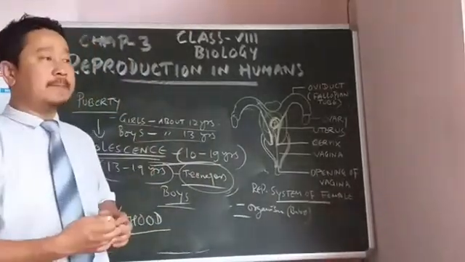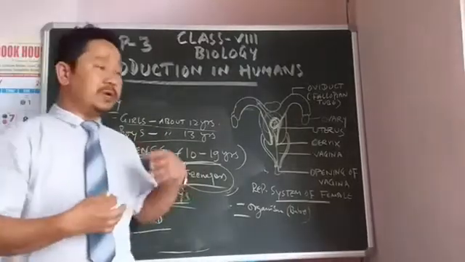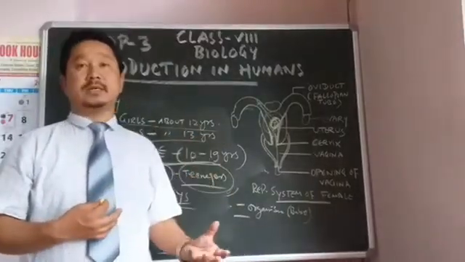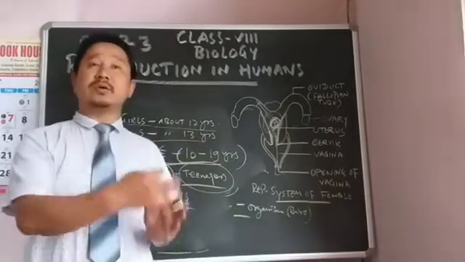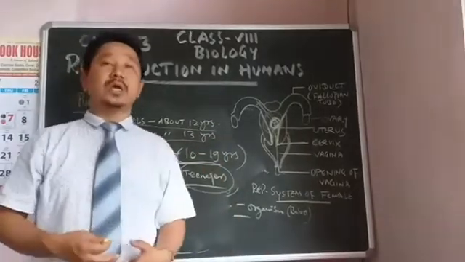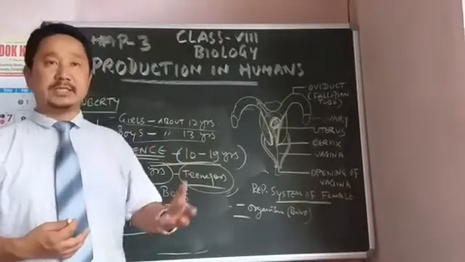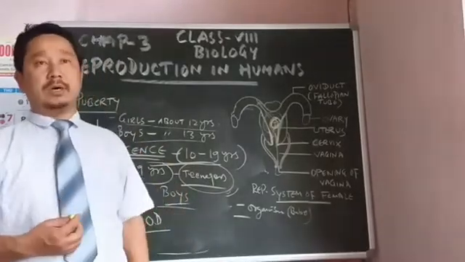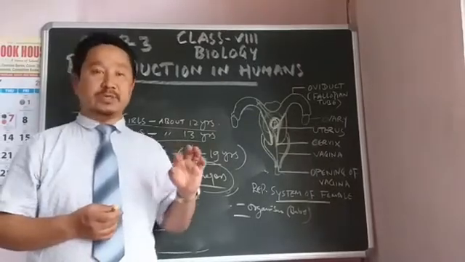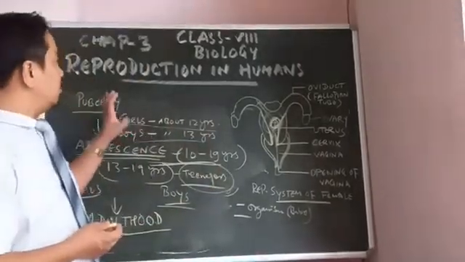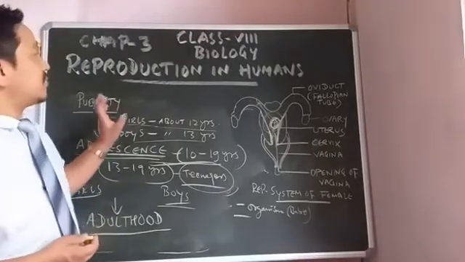So that way we reproduce the new one, and we let our children start their own life again. So we produce the new ones, and we go through this life cycle of the human being. So this is how we conclude this reproduction in humans.